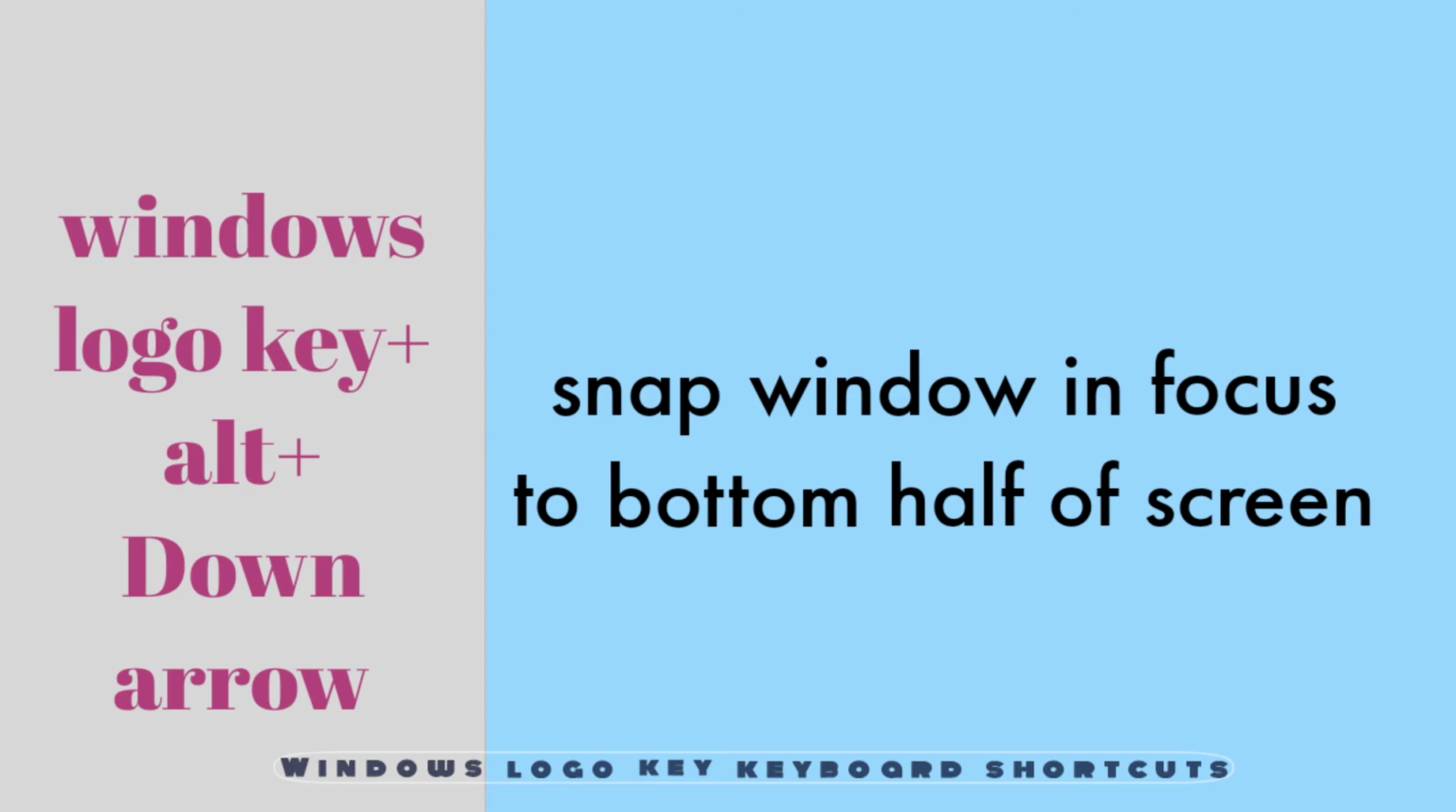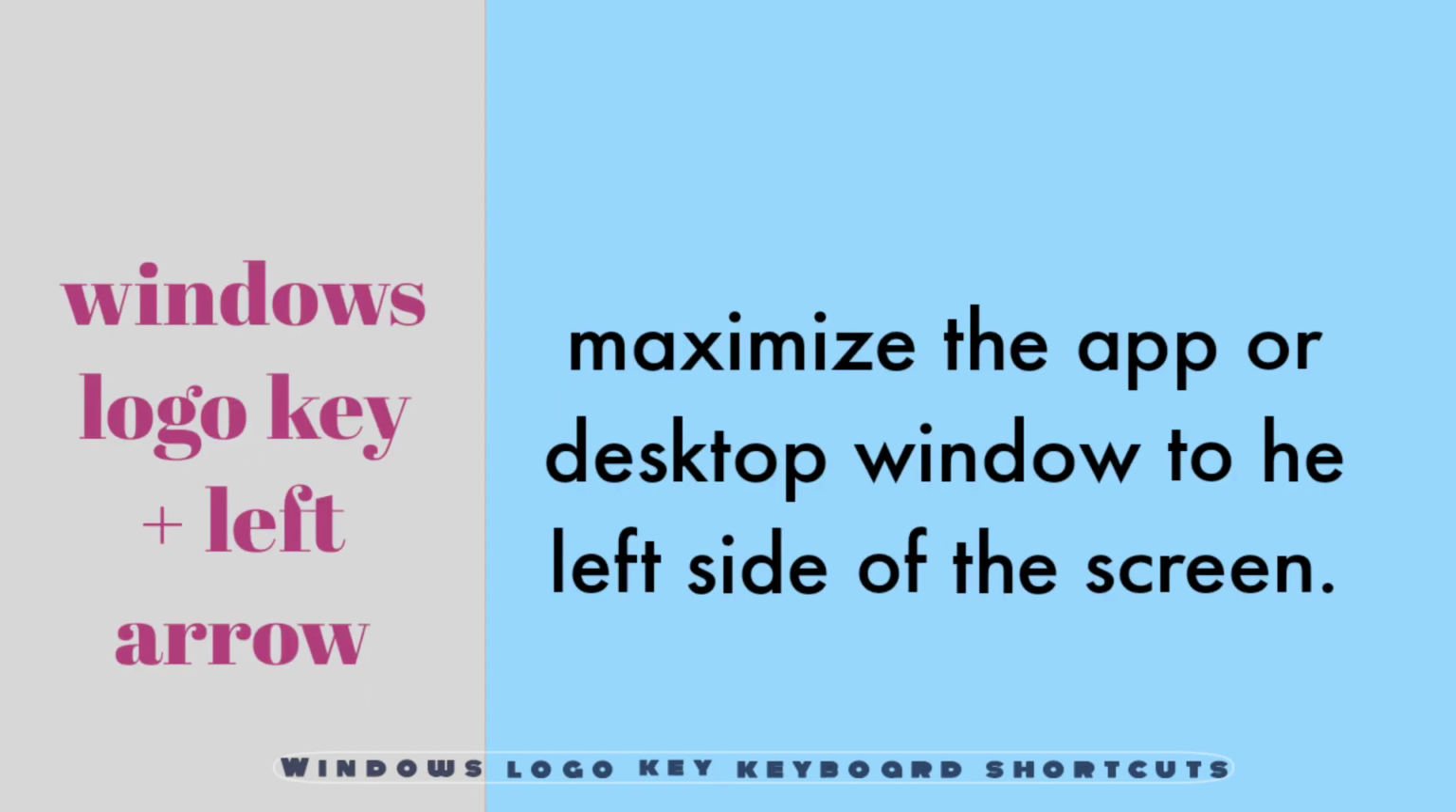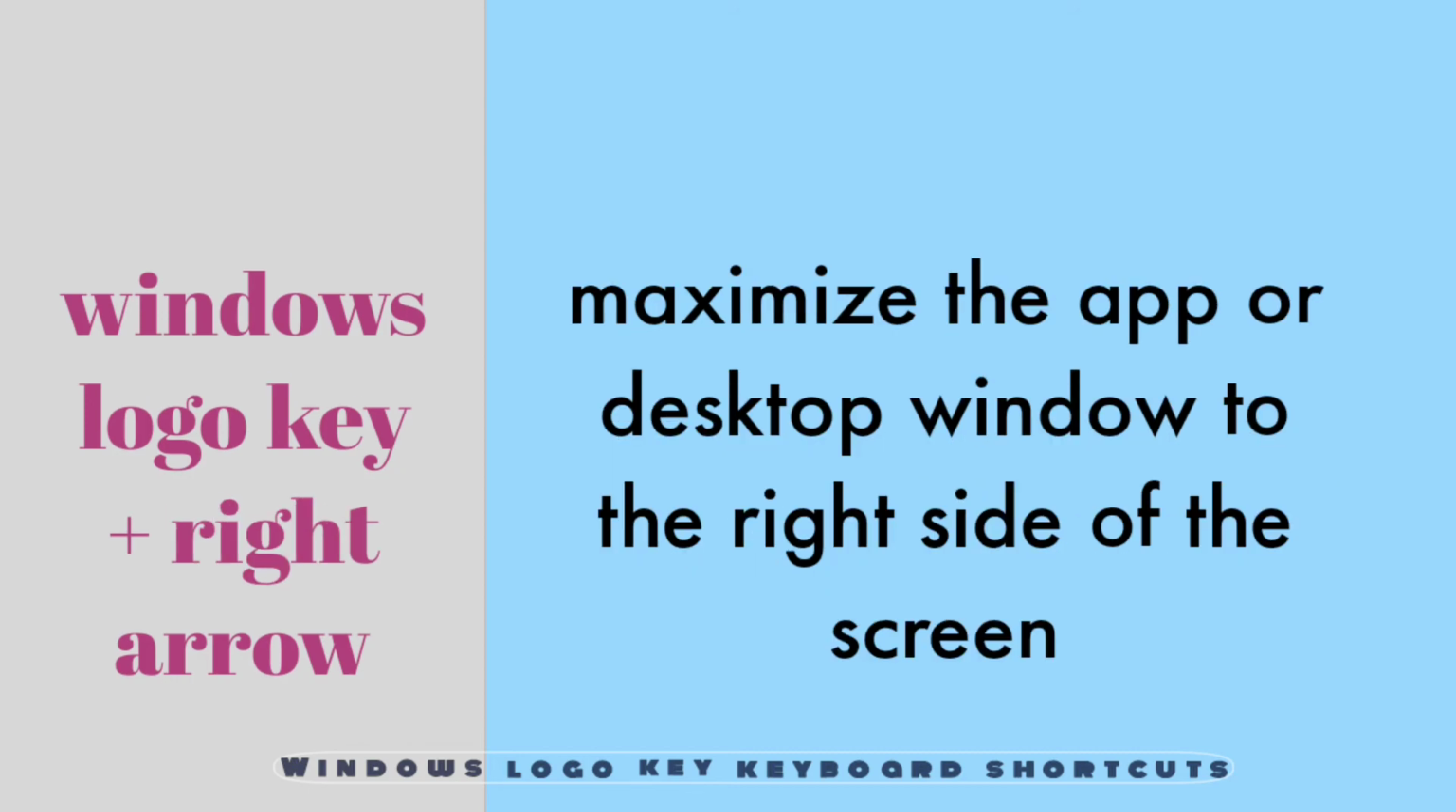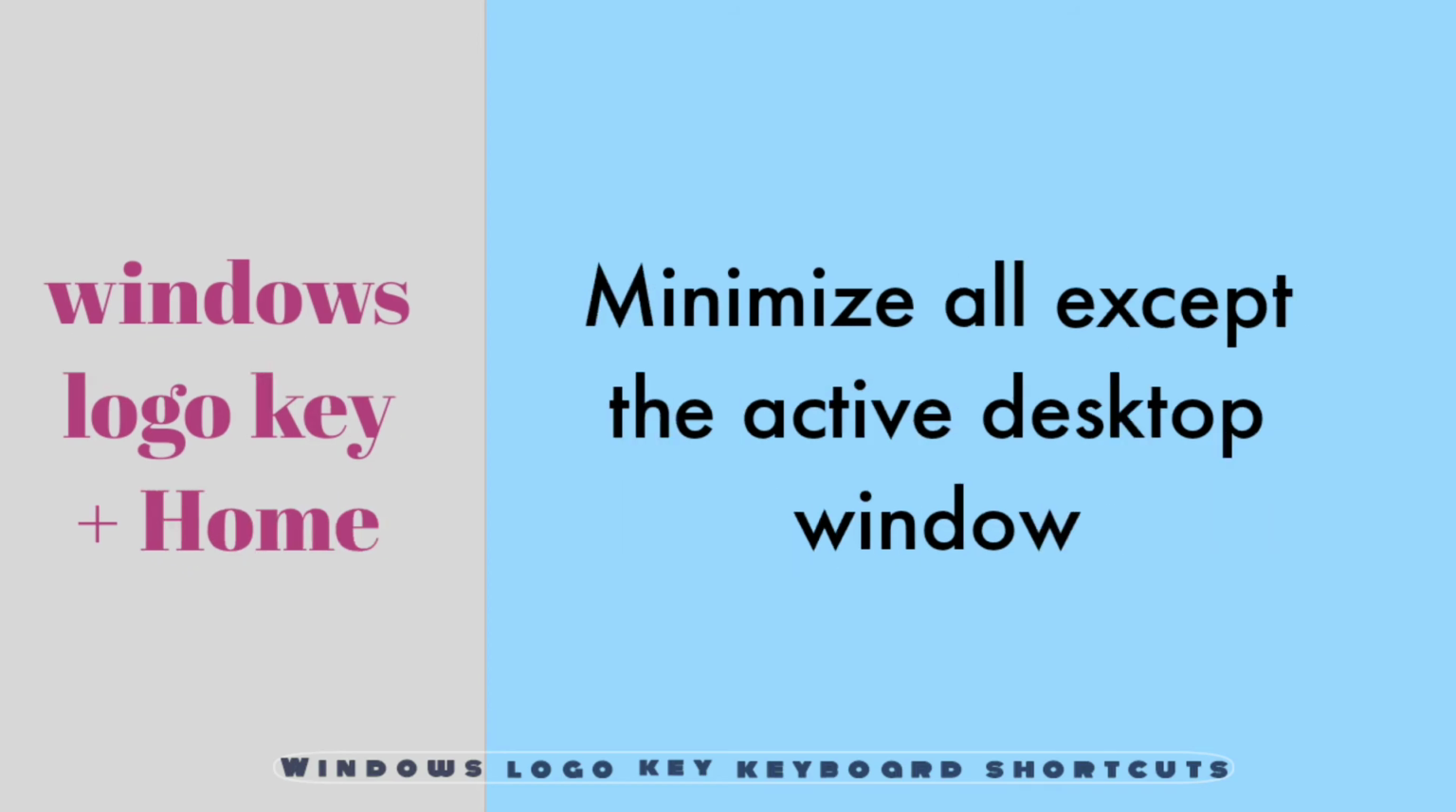Windows logo key with Alt and Down arrow snaps the window in focus to the bottom half of the screen. Windows logo key with Left arrow maximizes the app or desktop window to the left side of the screen. Windows logo key with Right arrow maximizes the app or desktop window to the right side of the screen. Windows logo key with Home minimizes all except the active desktop window.